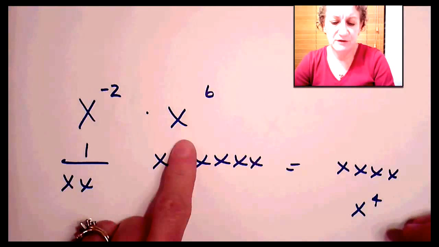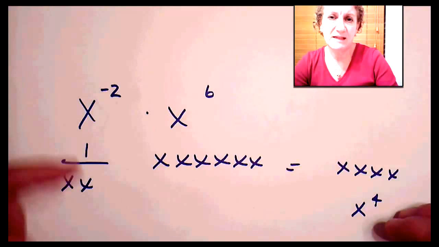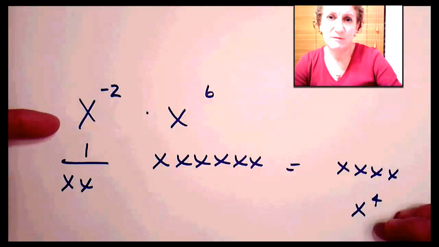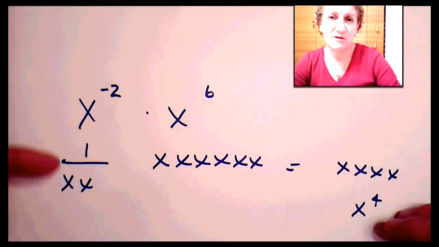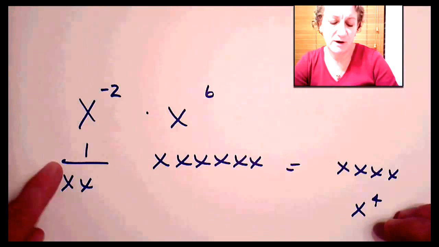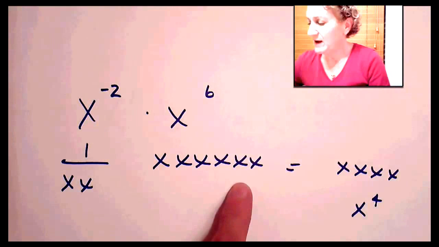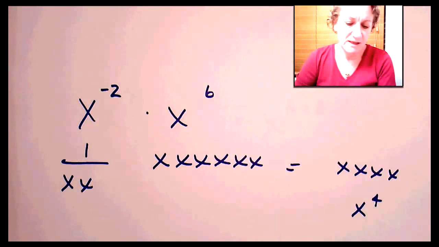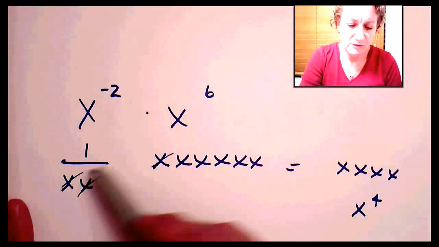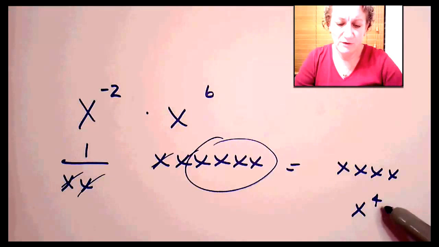X to the negative 2 times x to the sixth. That negative 2, that negative sign simply means that that x is on the wrong side of this line. So instead of it being 2 x's in the numerator, it's 2 x's in the denominator. So x to the negative 2 is 1 over x squared, or 1 over x times x. 6 x's on the top. And if I actually did some canceling, you would find that 1, 2, cancel out, and I'm left with 4, or x to the fourth.